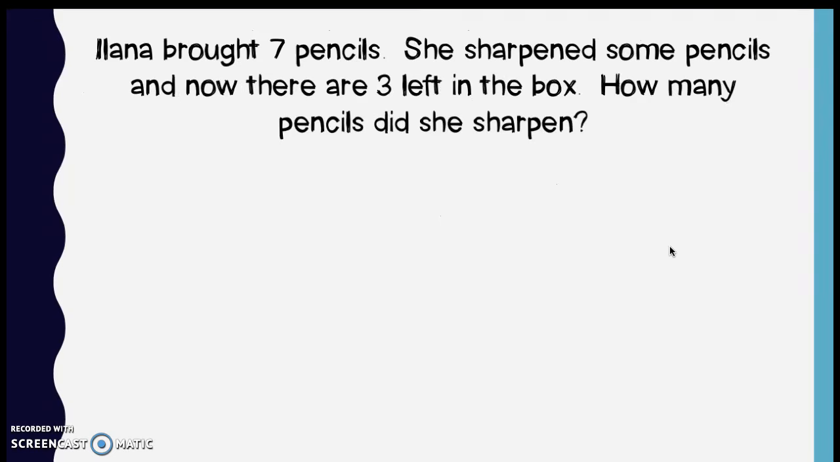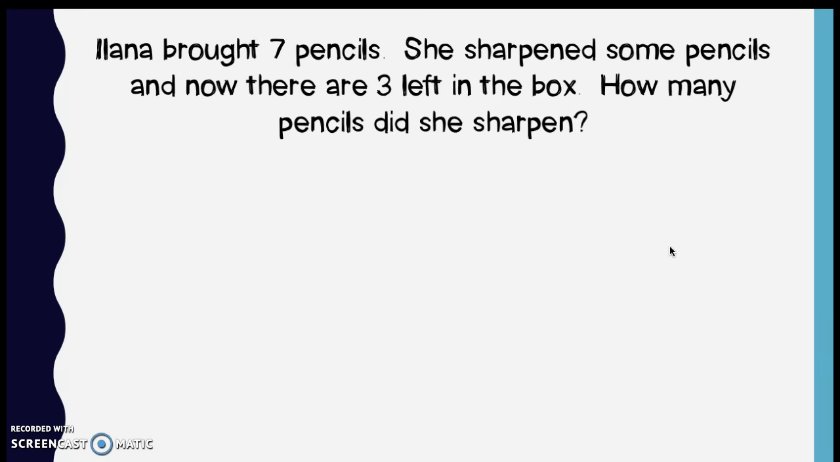All right, it's your turn. Erase your board. I want you to go ahead and do this one all by yourself, at least the math drawing part, okay? I'm going to read it, and then I'll read it again, and I want you to make sure that you draw the picture to show your good math thinking. Then we'll press play and check ourselves. Ready? Here we go. Alana brought 7 pencils. She sharpened some pencils, we don't know how many, and now there are 3 left in the box. How many pencils did she sharpen?